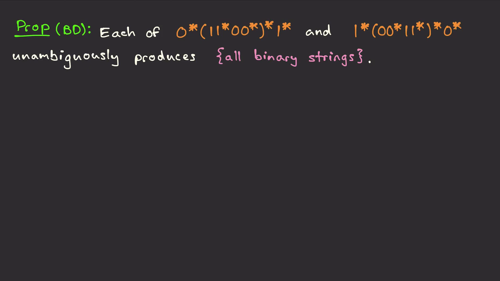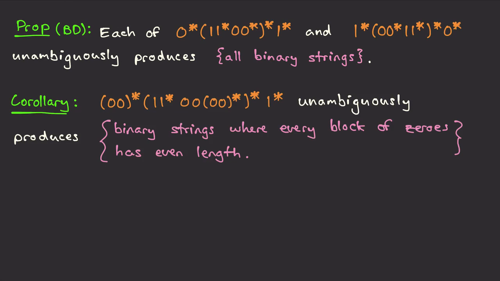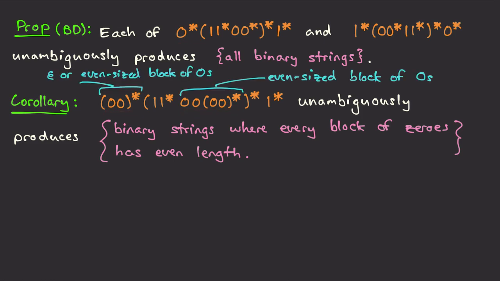To summarize this lecture, we saw that a regular expression is unambiguous if each string it produces is produced in only one way. We saw 5 different examples of unambiguous regular expressions that produce the set of all binary strings. And we saw how to tweak these 5 expressions, especially the last 2, to give other regular expressions that unambiguously produce certain interesting sets of binary strings. These are the sets of strings that we'll learn how to count in the next lecture.